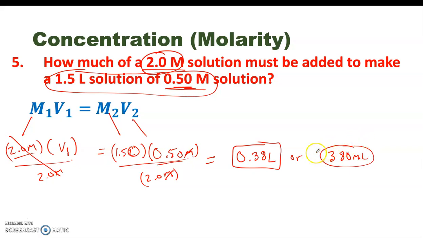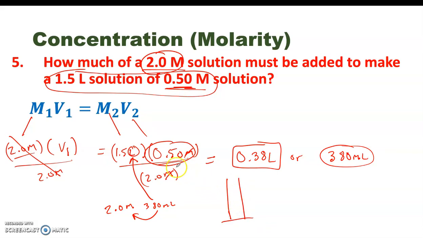So what this means here is I have a 2 molar solution. If I take 380 milliliters of this 2 molar solution and then I add water until the volume of the solution goes up to 1.5 liters, the final concentration will be, sorry, 0.5 molarity.